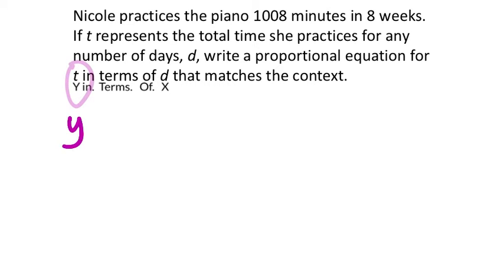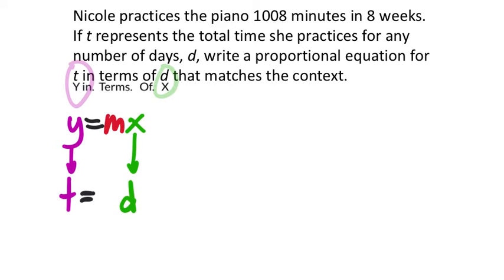So for our equation, Y equals MX, instead of using a Y here, we're using a T, and instead of using an X, we're using a D instead. Now the M is always going to be replaced by some kind of numerical value, which we'll find. The M is our constant of proportionality. So let's go ahead and figure out what that is.